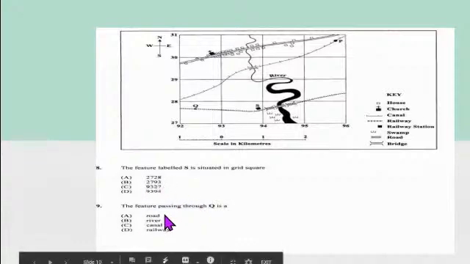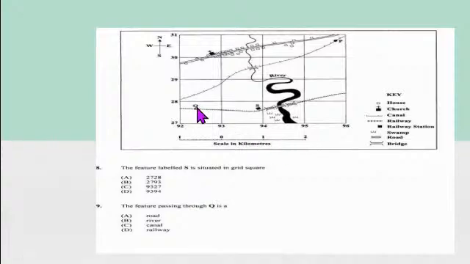And number 9, the feature passing through Q is right here. If you don't always know what these things represent, remember that's what your key is for. So you come over here and it looks like our railway. So the answer for number 9 would have been letter D.